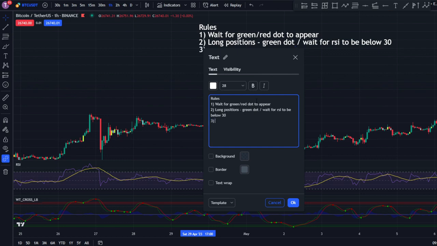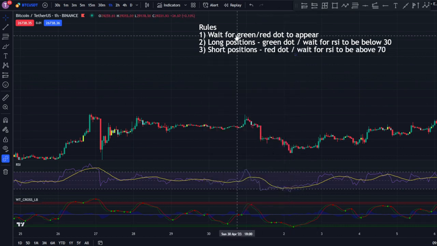For short positions, it's the same thing, except that you flip it around. For short positions, you want to wait for the red dot to appear, and then wait for RSI to be above the 70 range. So these are your two big rules that you guys will have to follow, and I'm going to show how this strategy works and why it is so effective.